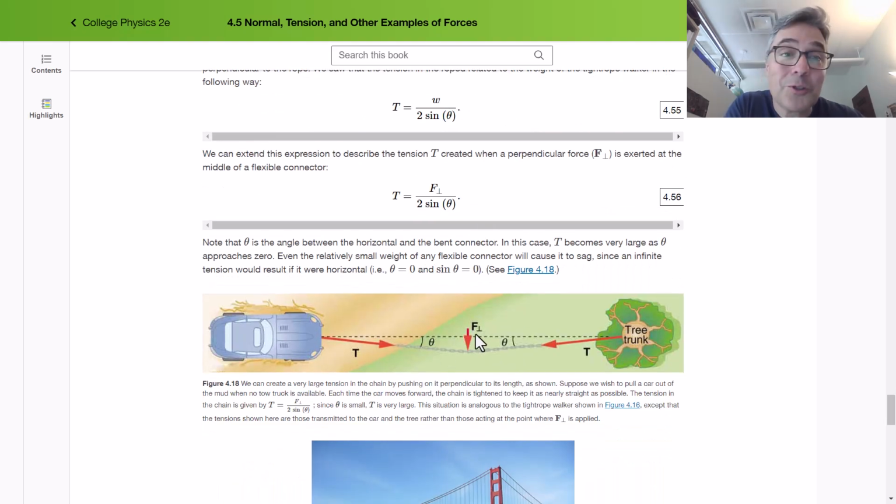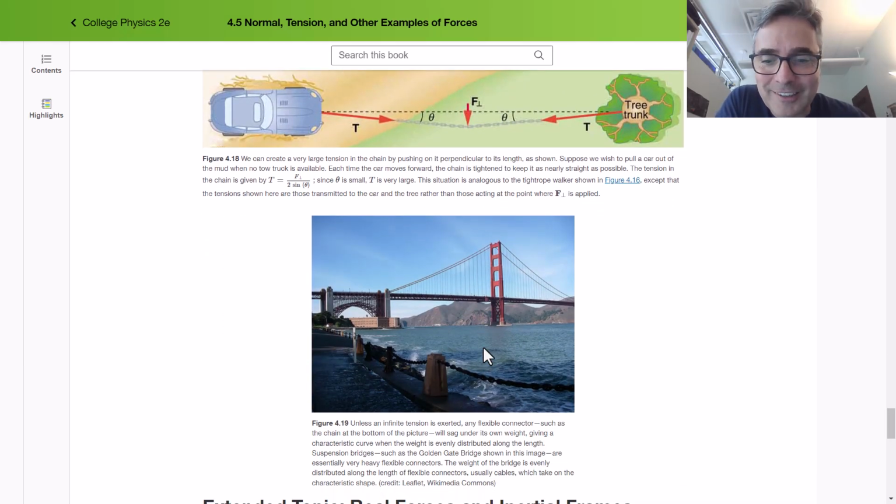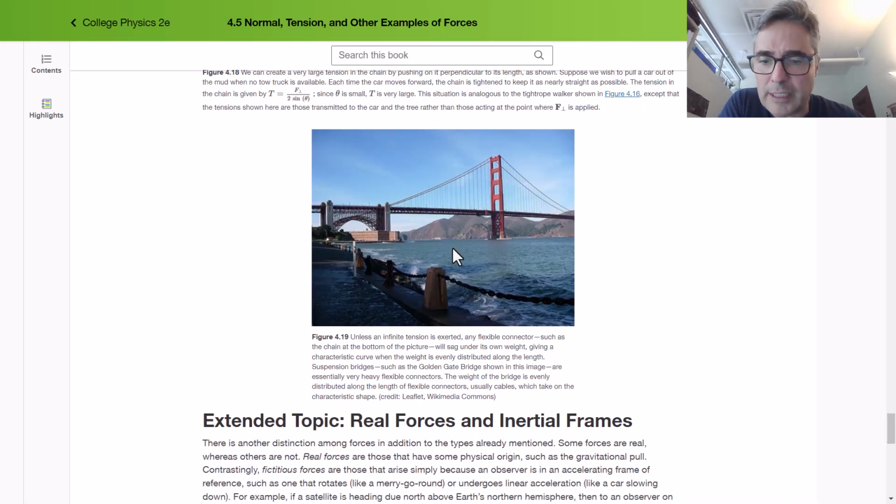And conversely, it's an old trick, if you have a chain connecting a very strong tree to your car, which is stuck in the mud or something, if you push sideways on that chain, even with a small force, it creates a very big tension force, and it's sometimes enough to pull the car out. So people have used physics tricks like that to try to get their car unstuck. And there's talk here about the tension which is holding up the Golden Gate Bridge.